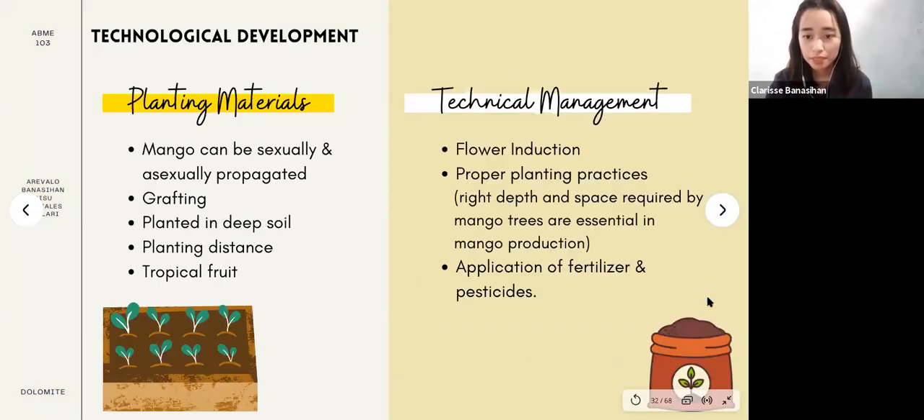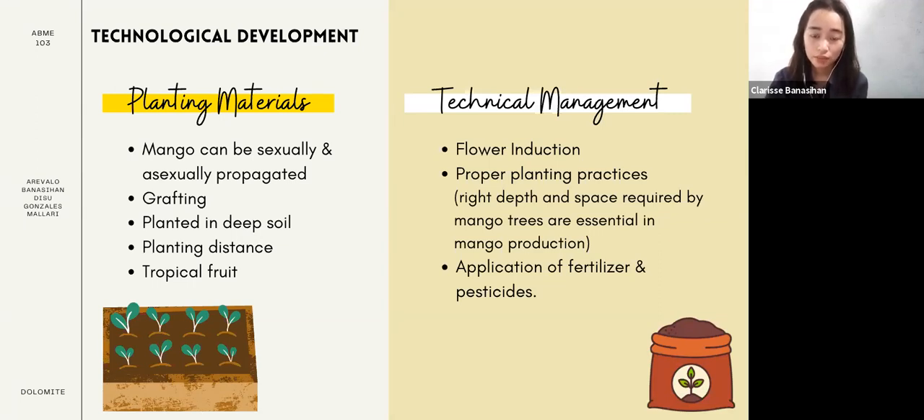Mangoes can be sexually and asexually propagated. In grafting, compatibility of the rootstock and the scion is essential for good growth, rich yield, and soil adaptability. They are planted in deep soil to give room for their extensive roots, and this allows the tree good growth. Planting distance is also considered an important factor of a productive mango tree.